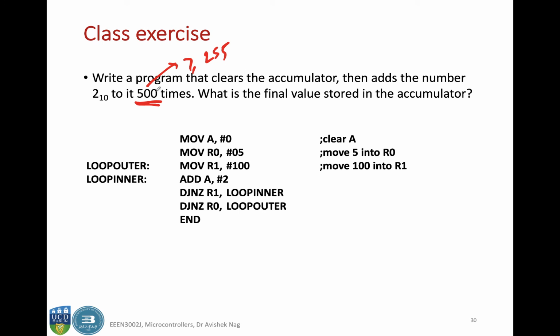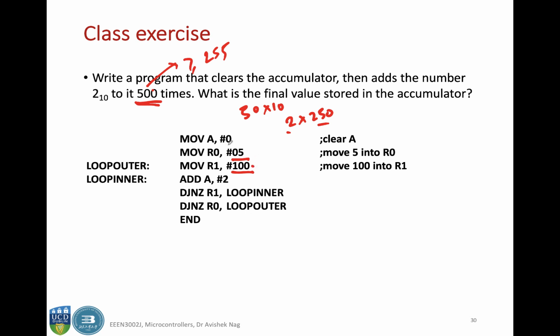You can split 500 into 2 factors. So here we have done 5 and 100. You can do 50 and 10, whatever. You can also do 2 and 250, as long as these are less than 255. Okay, so you can choose any number. So 5 and 100, let's say.